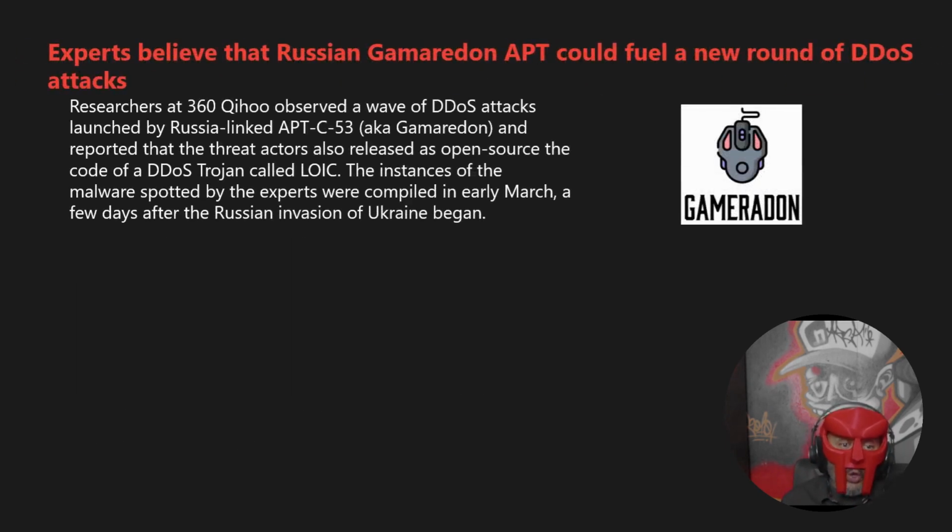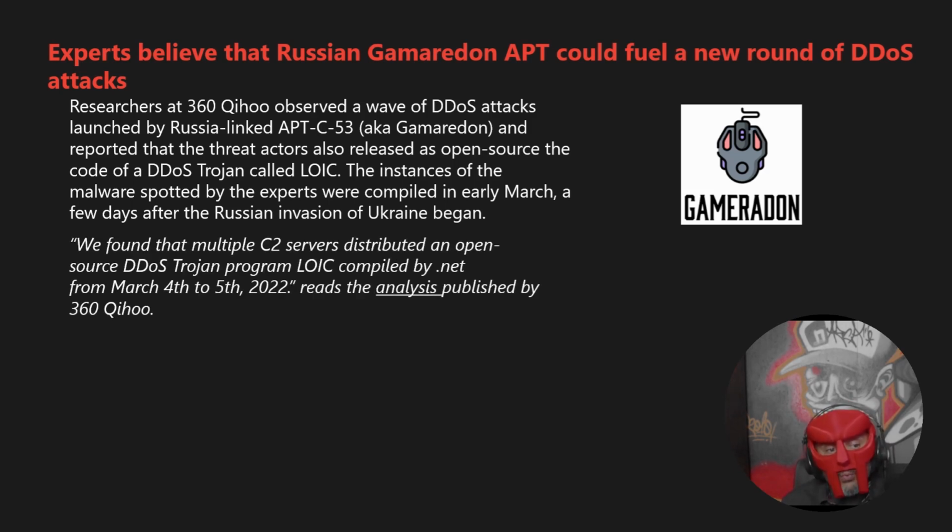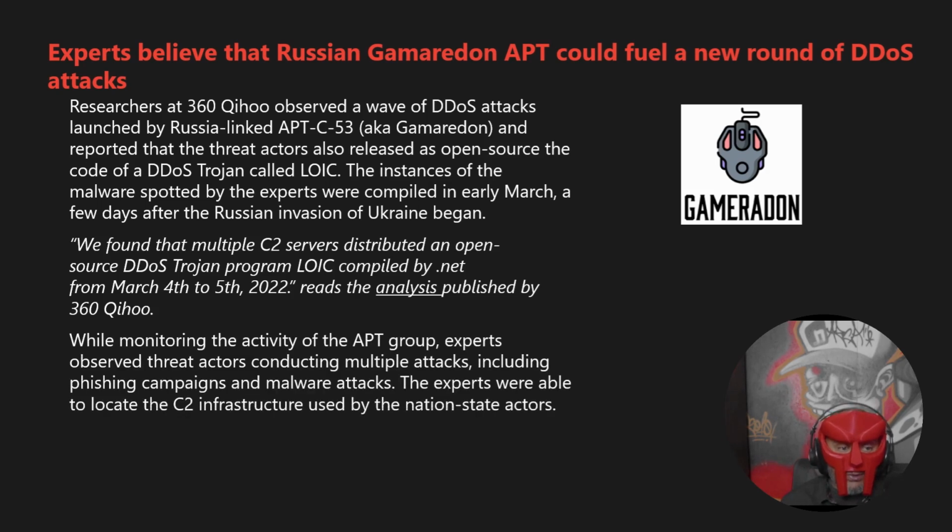Researchers at 360 Keyhoe observed a wave of DDoS attacks launched by Russian-linked APT C53, aka Gamaredon, and reported that the threat actors also released an open-source code of a DDoS Trojan called LOIC. The instances of the malware spotted by the experts were compiled in early March, a few days after the Russian invasion of Ukraine began. "We found that multiple command and control servers distributed an open-source DDoS Trojan program, LOIC, compiled by .NET from March 4th to 5th of 2022," reads the advisory published by 360 Keyhoe.